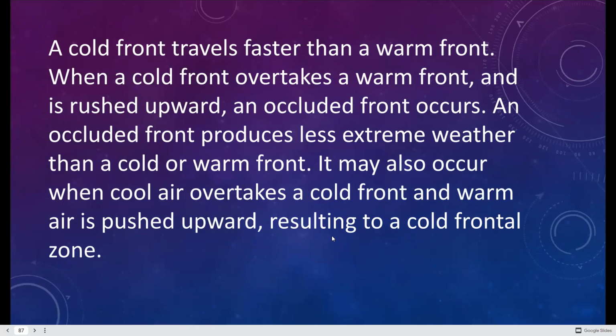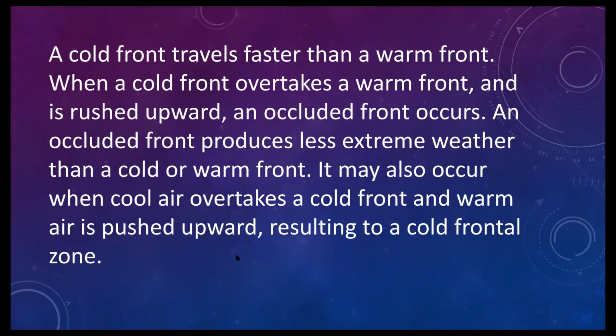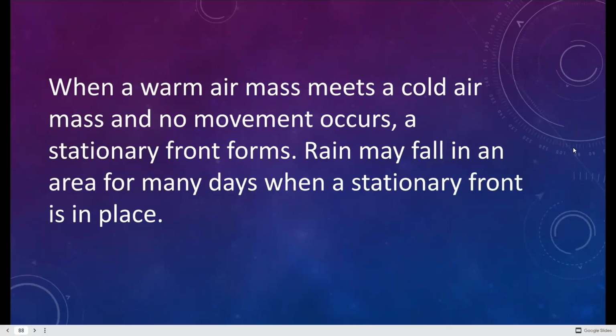an occluded front occurs. An occluded front, again, produces less extreme weather than a cold or warm front. It may also occur when cool air overtakes a cold front or warm air is pushed upward, resulting in a cold frontal zone. When a warm air mass meets a cold air mass and no movement occurs, a stationary front forms. This is stationary, meaning it has no movement at all.